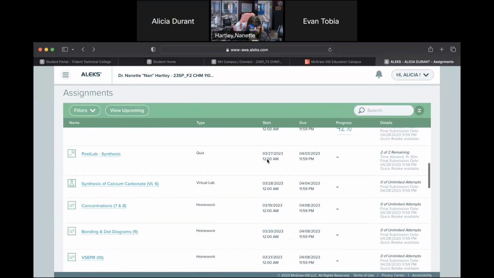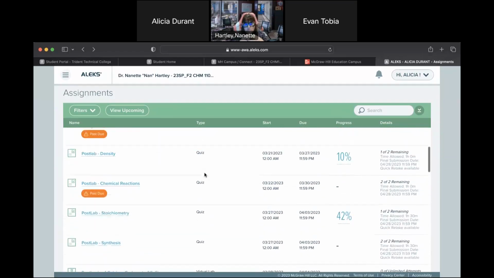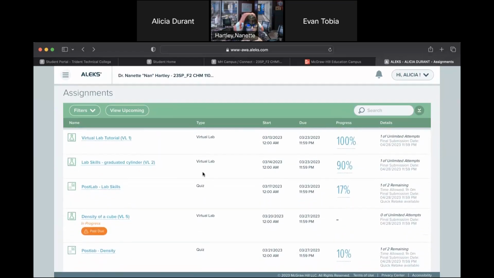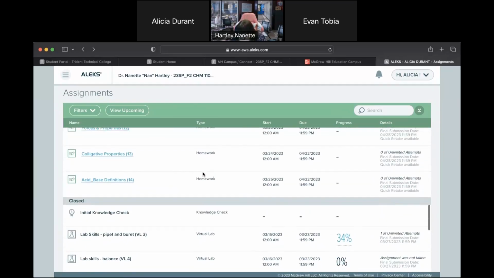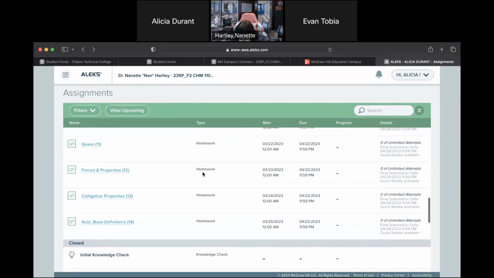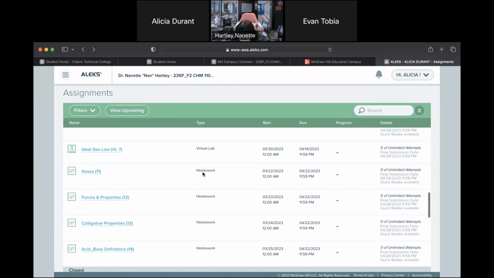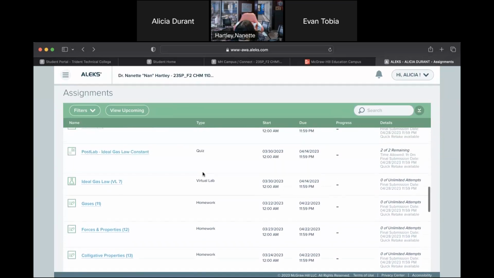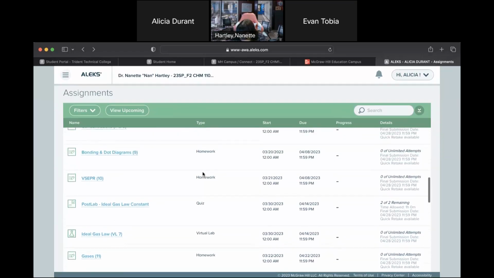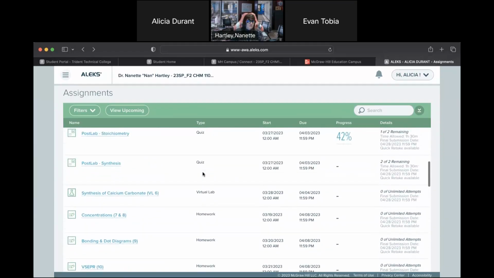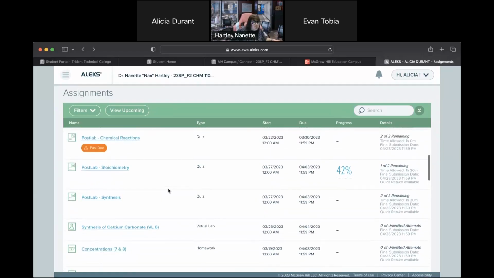Okay. So the post lab synthesis, that's the one that's due today? Where's the lab for it? The actual lab, the virtual lab. See, mine has homework, homework, homework. See, post lab synthesis is the synthesis of calcium carbonate, and that's due 4/11. Refresh your screen.